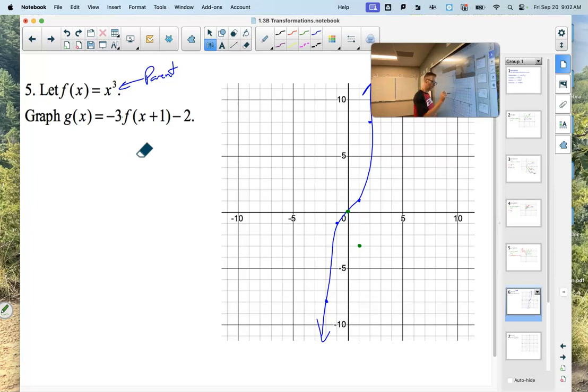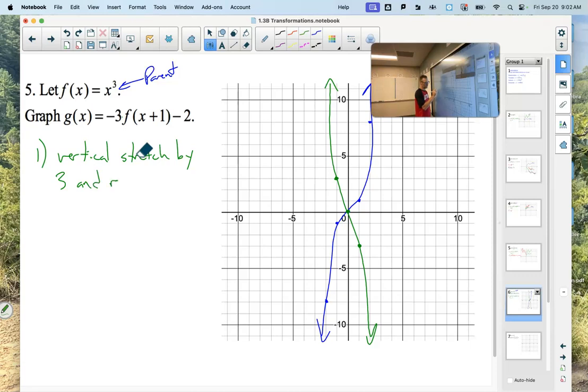You see how it's reflecting over the x-axis and stretching. It's doing two things. Reflect over the x-axis and stretch. So we get this as our new graph from that transformation. So I'm going to say it was a vertical stretch by 3 and reflect in the x-axis. All right, good.